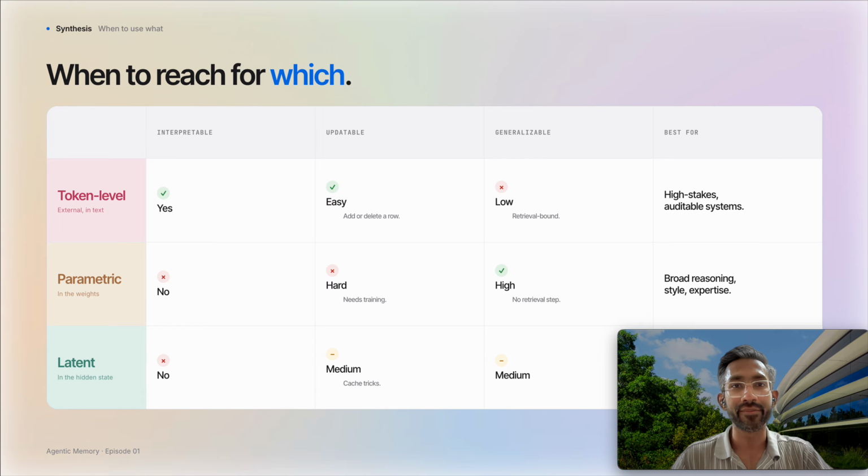So to summarize, these three forms sit on a spectrum from fully explicit to fully implicit. External memory, you can read and edit. Parametric memory, you can't easily touch. Latent memory sits in between, efficient but opaque. Real systems stack all three simultaneously. The question isn't which is best, it's which layer is right for each job.